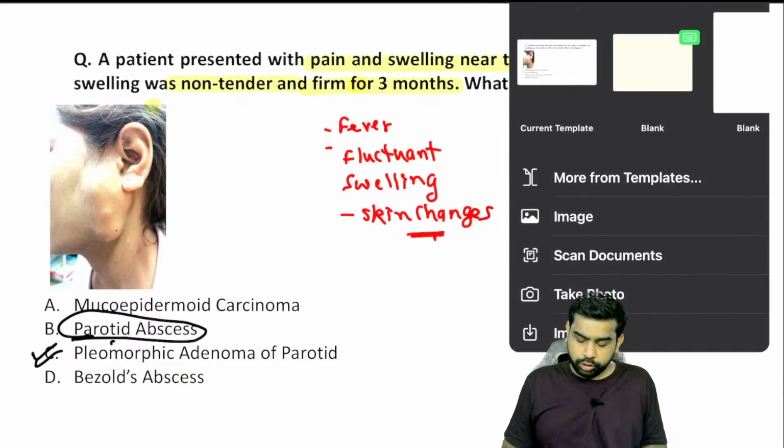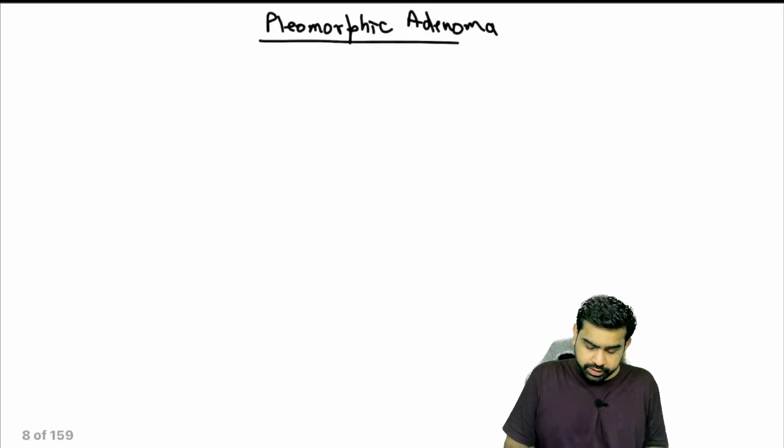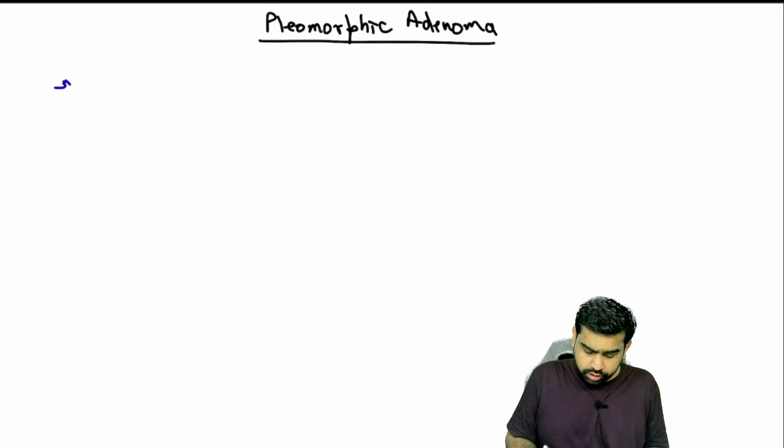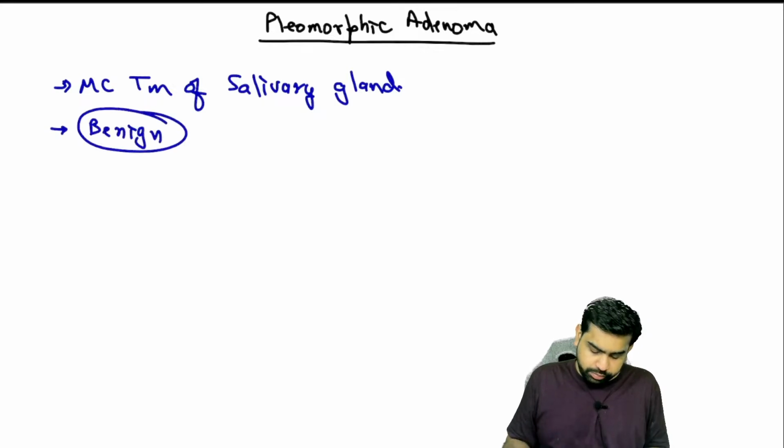So let's talk a bit about the pleomorphic adenoma. What do you understand by the pleomorphic adenoma? This is the most common tumor of the salivary glands. This is the most common benign tumor of the salivary gland. This is the most common tumor of the parotid. All those things are the pleomorphic adenoma. Now, is it benign or malignant? It is definitely a benign tumor.